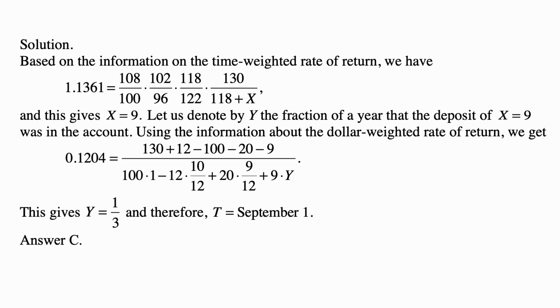And this is again an equation in which there's only one unknown, y. And once we do the calculation, we find that y was 1/3. So X equal to 9 was put in the account in such a way that it was in the account for 1/3 of the year. Well, that means that it was put in at the beginning of September, just as September was starting, and it was in the account for September, October, November, and December, 4 months out of 12, which is 1/3 of the year. So T is equal to September 1st, which is answer C.